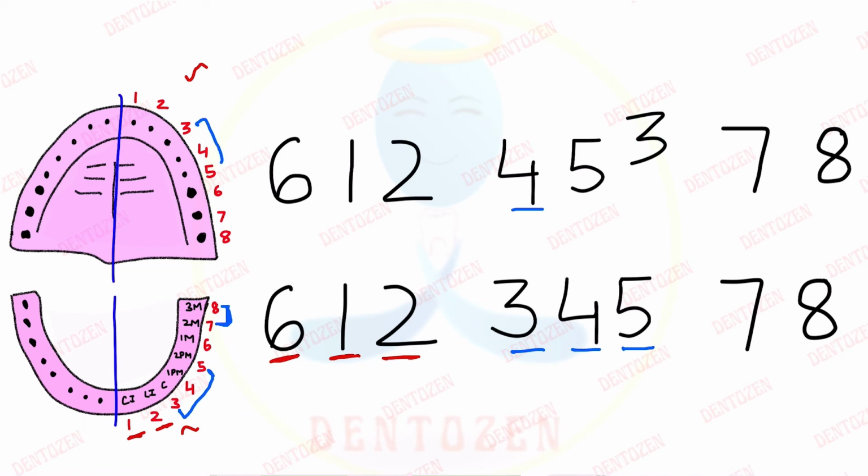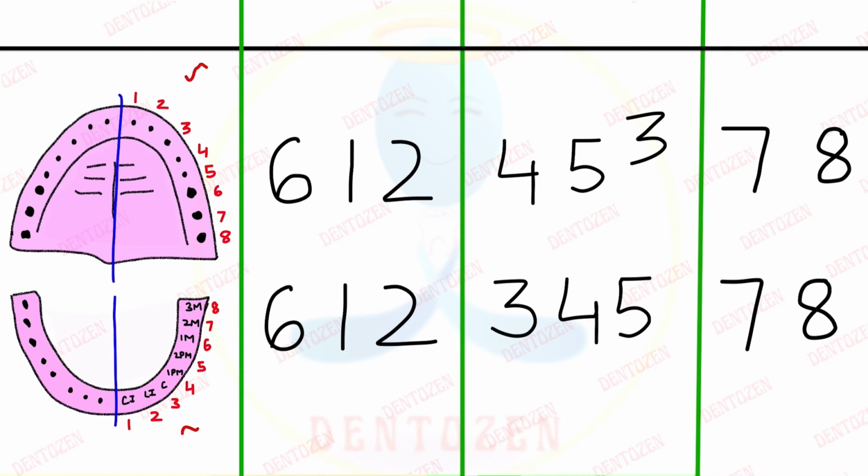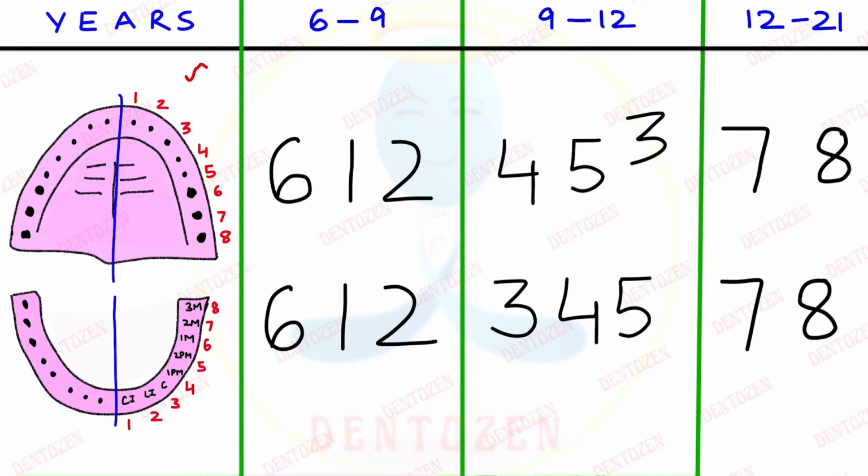We can say that the eruption of all the permanent teeth can be divided into 3 phases, and the eruption timings are given in years. What are those 3 phases? First, permanent molars and incisors come in the first phase, that is 6 to 9 years. After that, in the second phase, premolars and canines come, that is 9 to 12 years. And finally, the permanent second and third molars come last, that is 12 to 21 years.